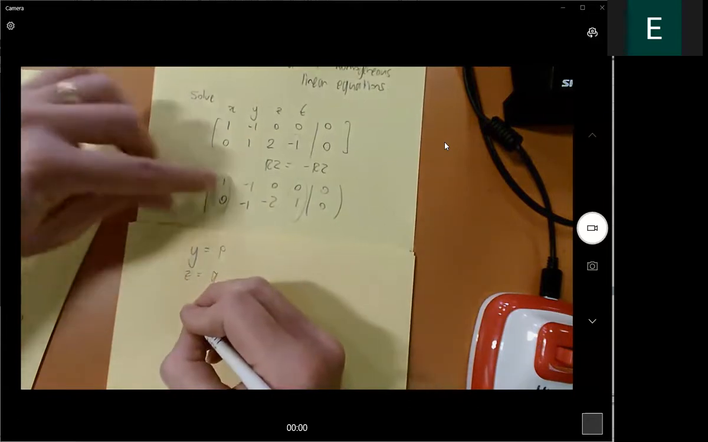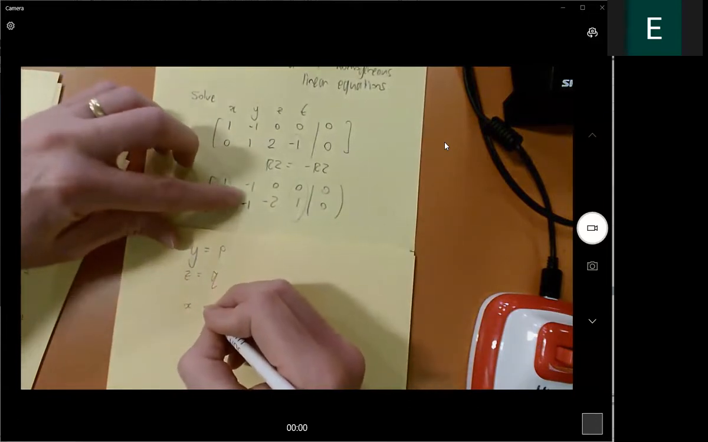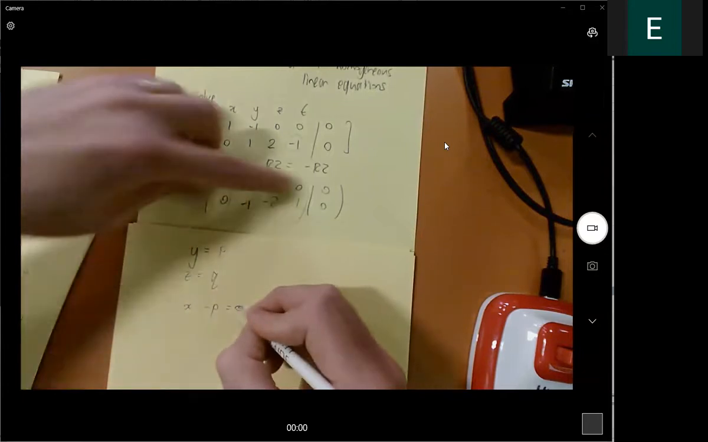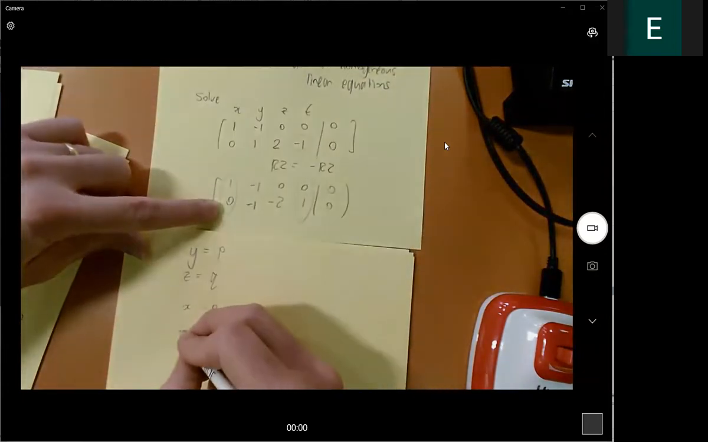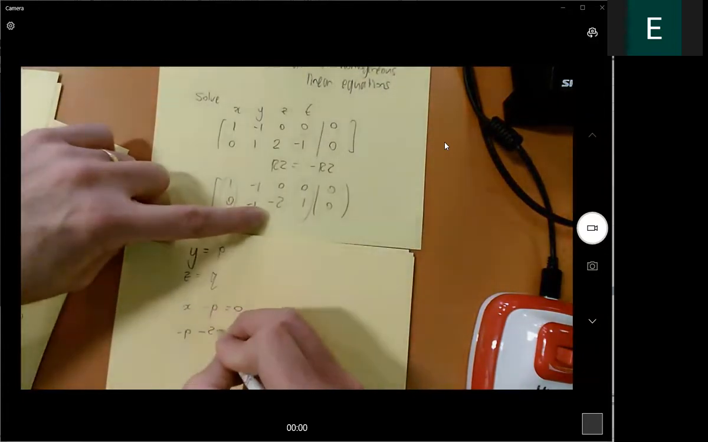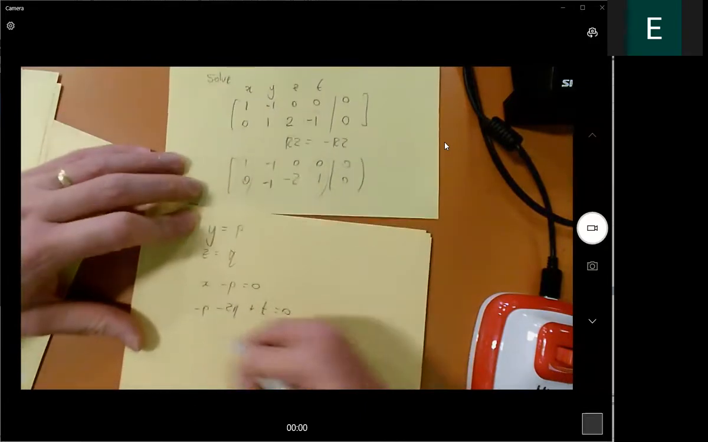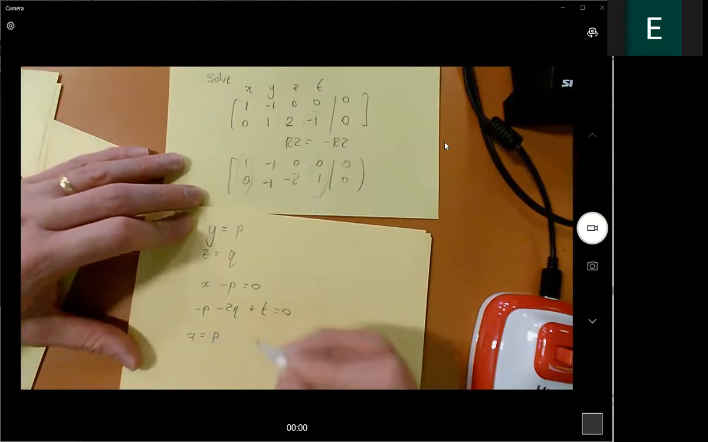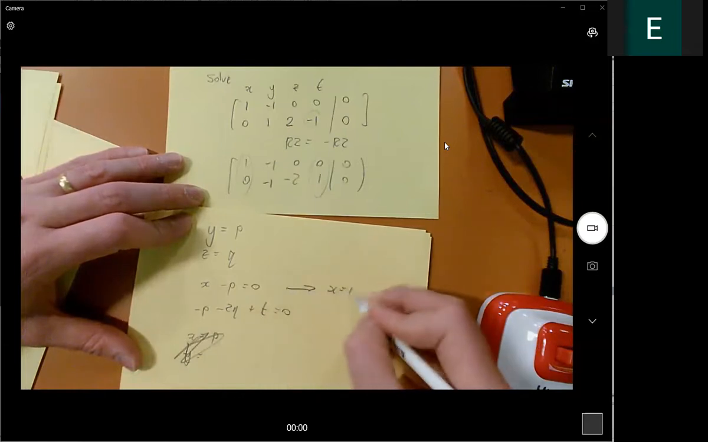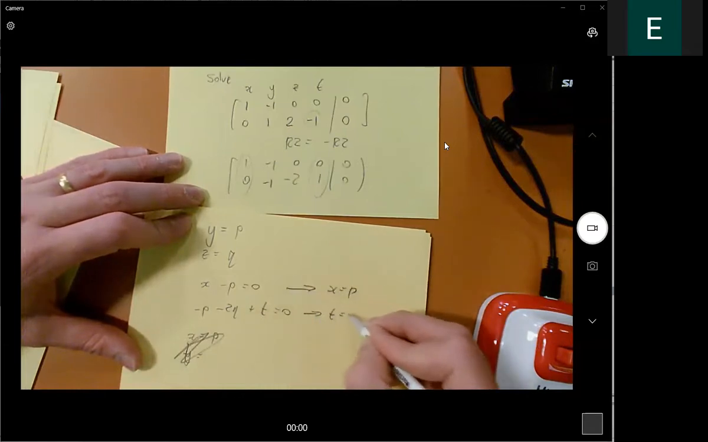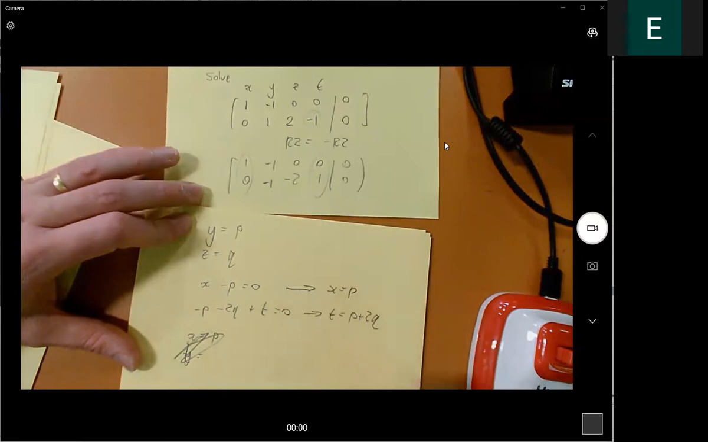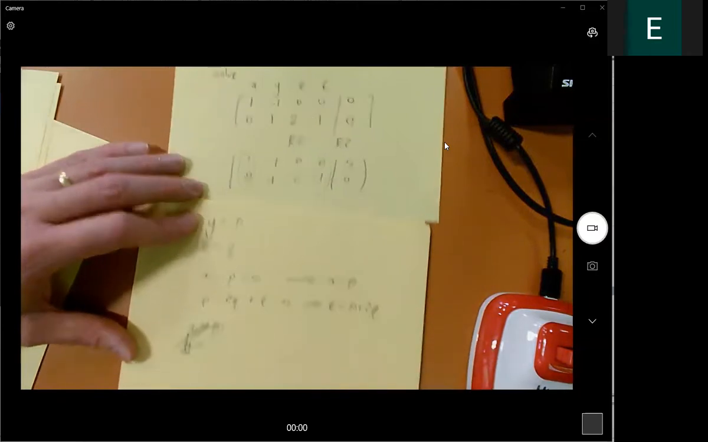And so therefore we've got that X minus P is zero and minus P minus 2Q plus T is zero. And so I've got that X is P and T is P plus 2Q. I would use S and T, but I've already got T, so I just thought I'd use P and Q.